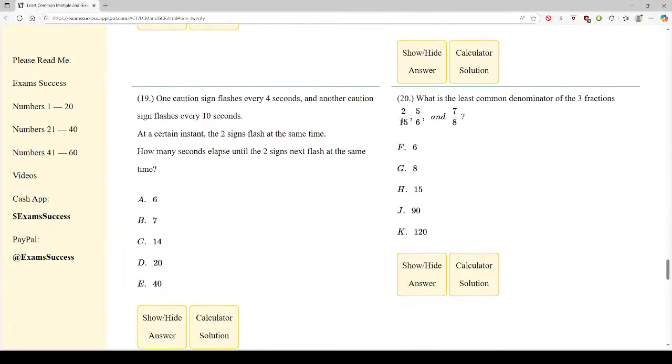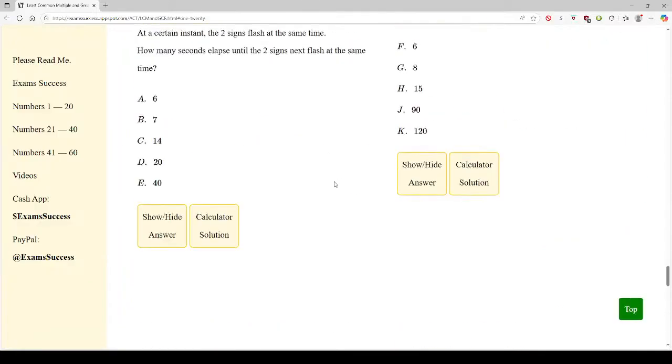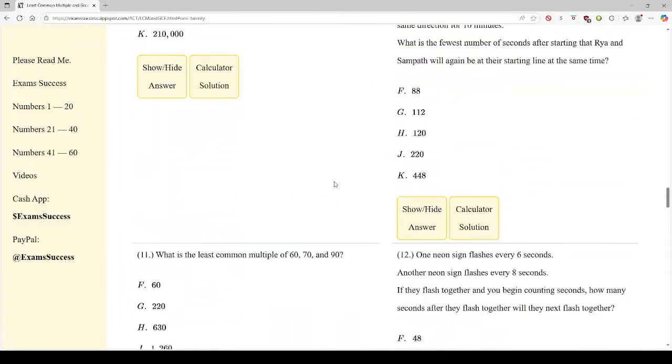And if you look at number 20 here, least common denominator of the 3 fractions. This is just asking you what is the LCM of 15, 6, and 8. That's what it's asking you. What's the LCM of 15, 6, and 8? Okay, so you do it the way we've done it. All right, we're going to stop here.